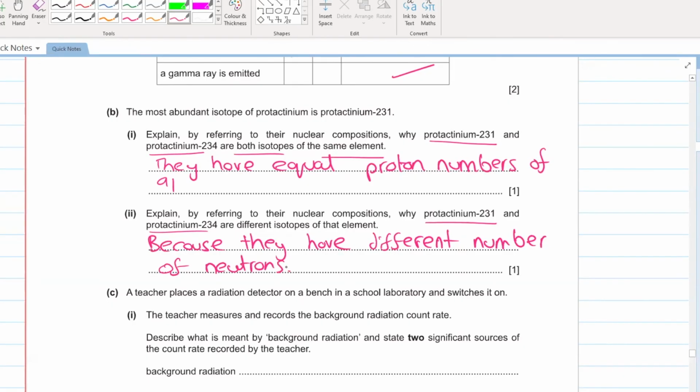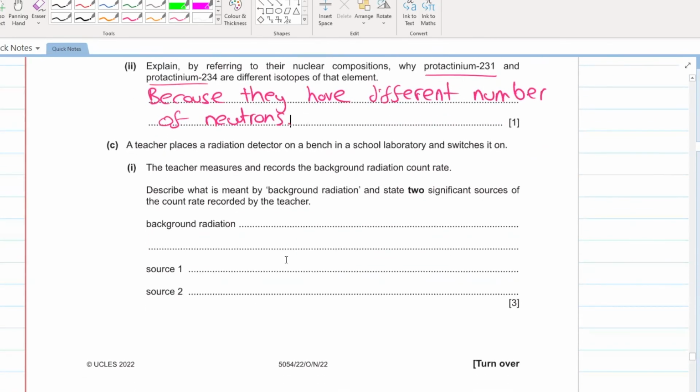A teacher places a radiation detector on a bench in a school laboratory and switches it on. The teacher measures and records the background radiation count rate. Describe what is meant by background radiation and state two significant sources of the count rate recorded by the teacher.